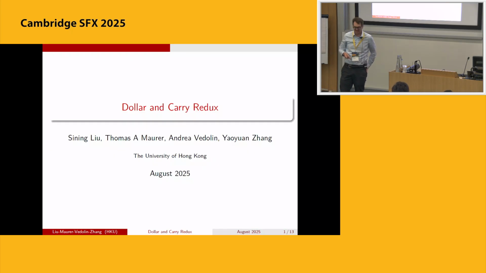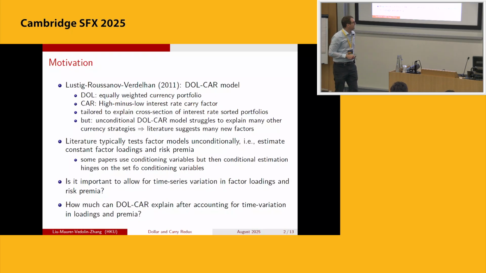This is joint work with Andrea, who is here, and two former students from Hong Kong U, Sining and Yayan. In our paper, we basically start with the seminal paper by Lustig, Roussanov, and Verdelhan on the dollar factor, which is borrowing US dollar and lending in all the other currencies equally, and the carry factor, which borrows in low interest rate and lends in high interest rate currencies.